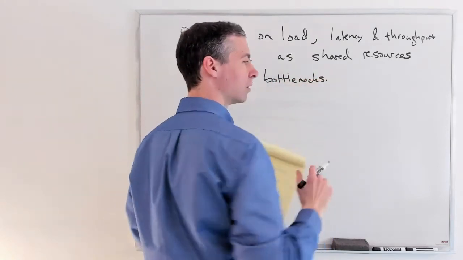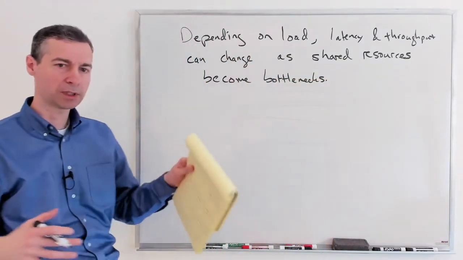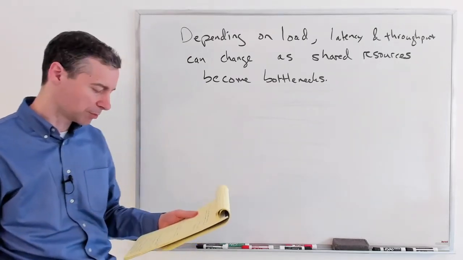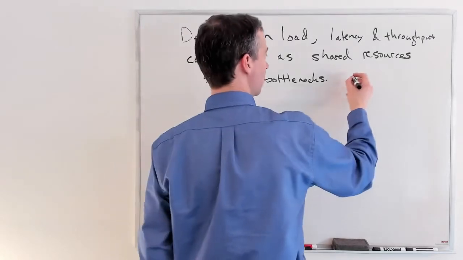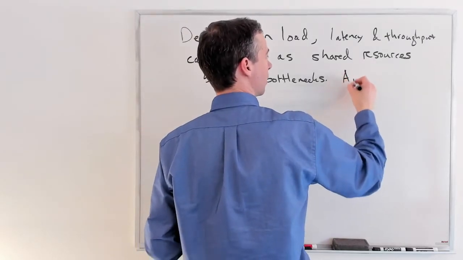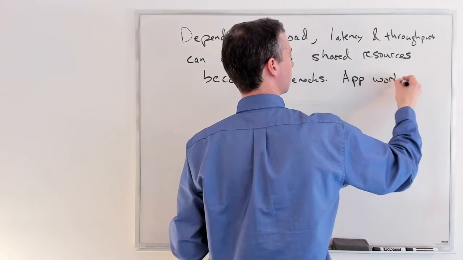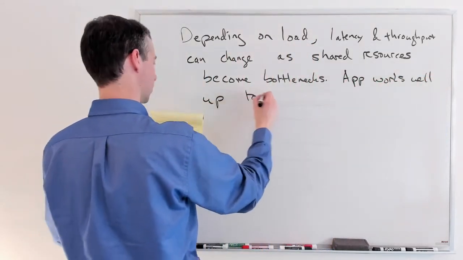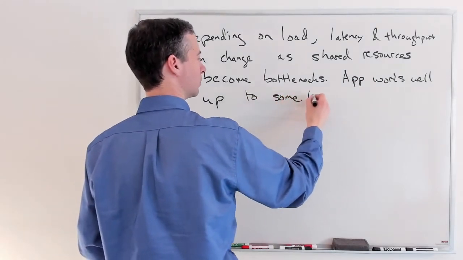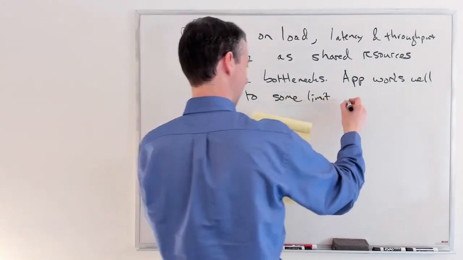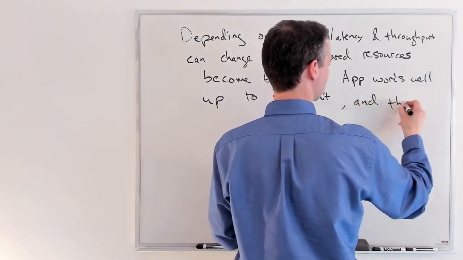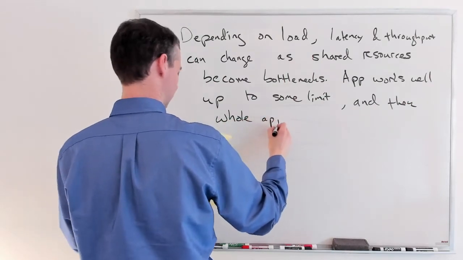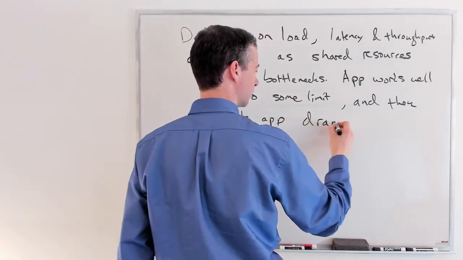So at low load, we're probably not going to get very much contention, and we're probably not going to notice very many problems. The nature of this is, our app works well up to some limit. And then the whole thing dramatically slows down.